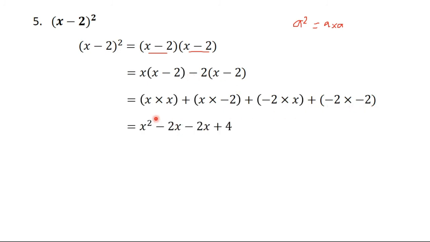We know that x times x is giving us x squared. Now, x times minus 2 will give us minus 2x. Minus 2 times x is giving us minus 2x. Minus 2 times minus 2 is giving us positive 4. The like terms we have here are minus 2x and minus 2x. We know that minus 2x and minus 2x is giving us minus 4x. So finally, our expression is going to be x squared minus 4x plus 4.